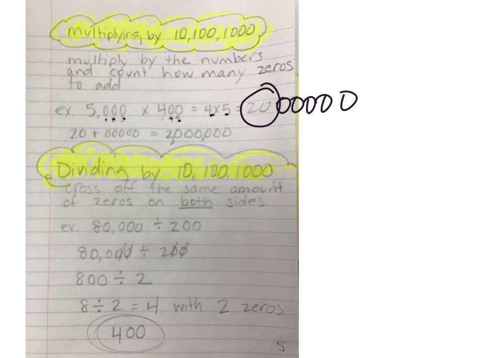Dividing by tens, hundreds, thousands. Cross off the same amount of zeros on both sides. So here's an easy one. So 80,000 divided by 200. Cross off the zeros. Divide 2 into 8. And I suggest you circle the numbers so then you can clearly see how many zeros there are. 4, and there's 2 zeros. You get 400. Now I'm going to give you another one because it's not always going to be that easy.